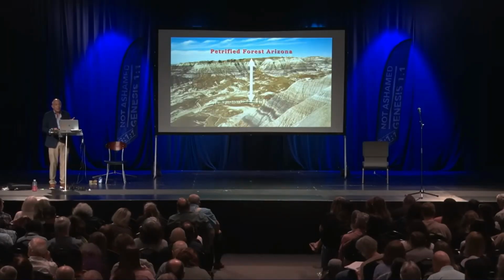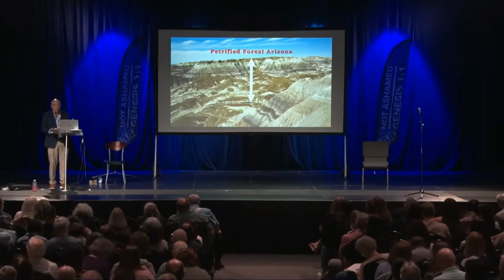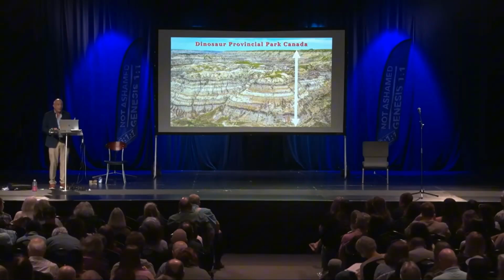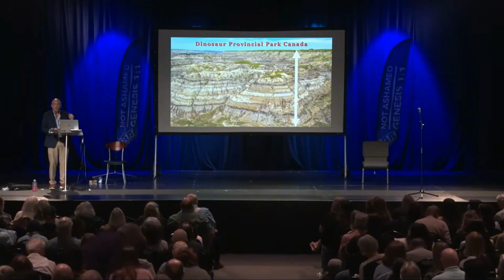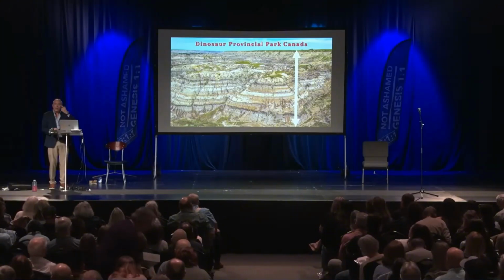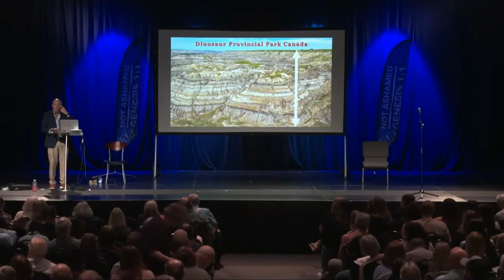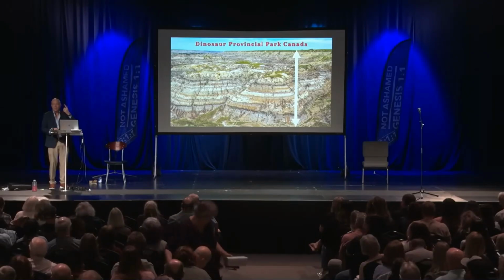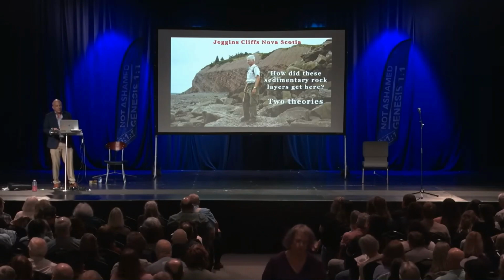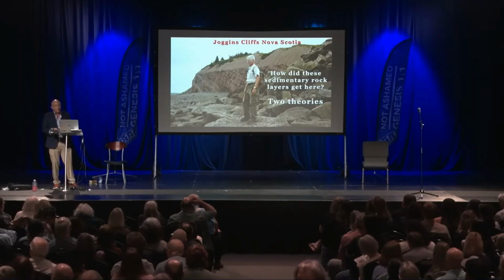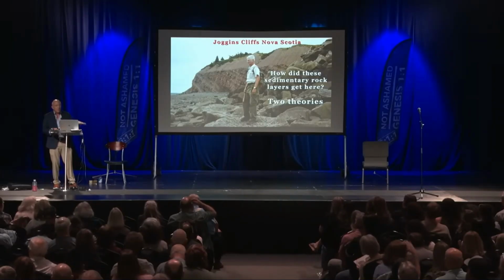You can see these flat layers at Petrified Forests in Arizona and Dinosaur Provincial Park. And by the way, this is a key that all of us miss unless somebody points this out to you. The flat layers are the key. Badlands, South Dakota, the flat layers, and here at Joggins Cliffs, the flat layers were pulled up by tectonics, but they were flat at one point.